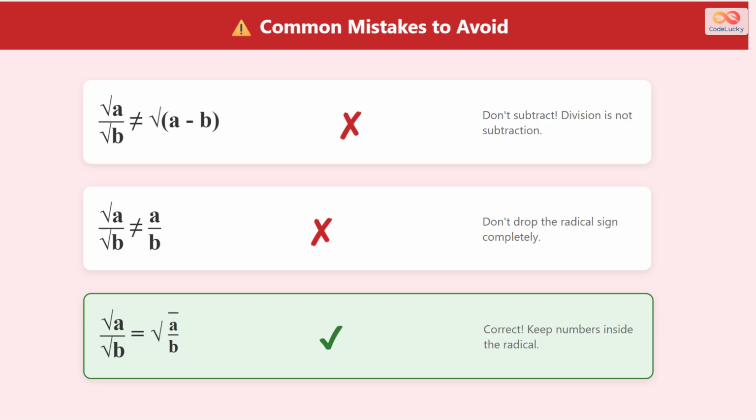Be careful to avoid these common mistakes. Never treat division like subtraction. The square root of a over the square root of b is not the square root of a minus b. Also, don't accidentally remove the radical sign too early. You must keep the numbers inside the root until you actually evaluate it.